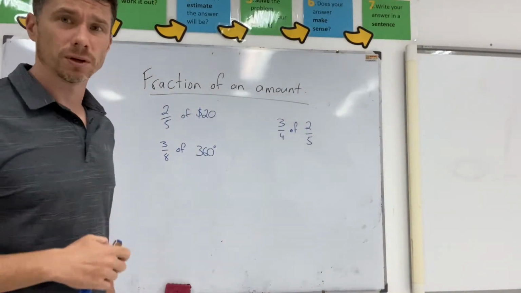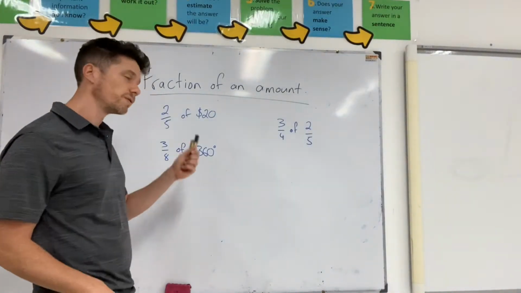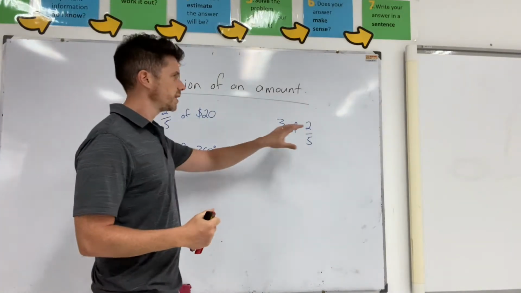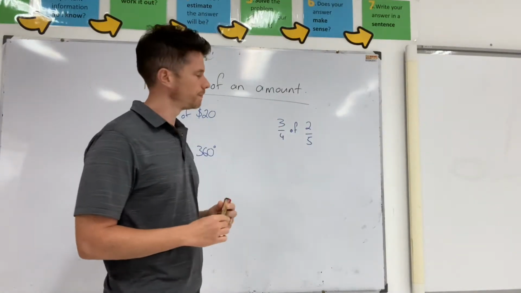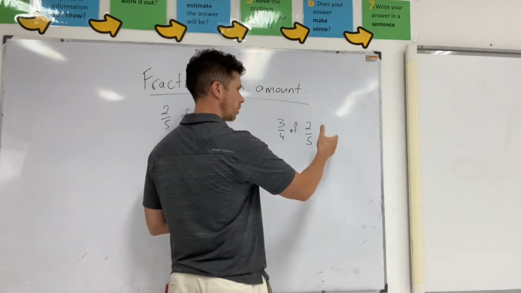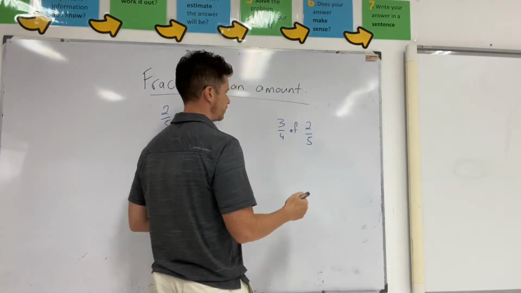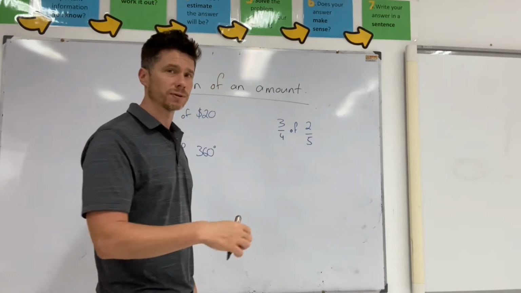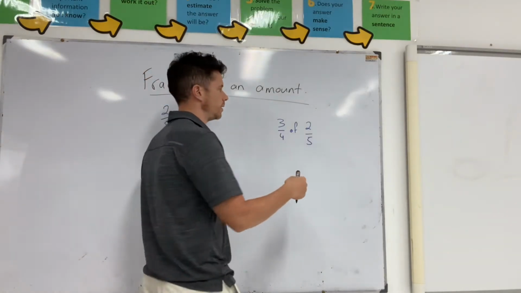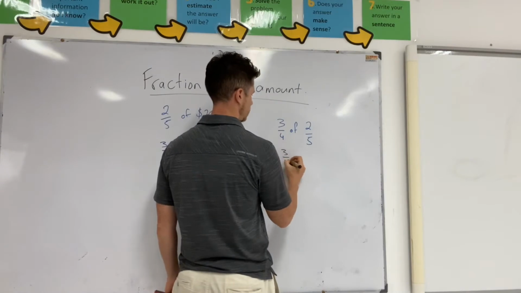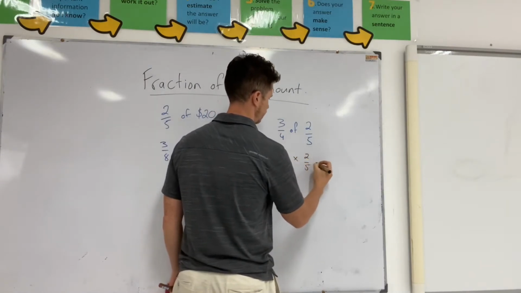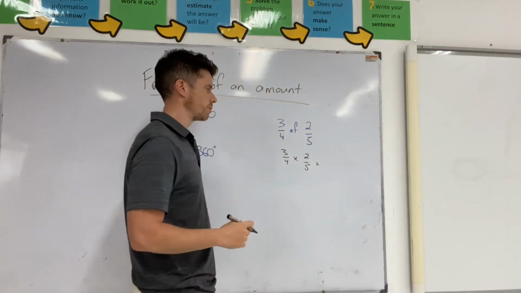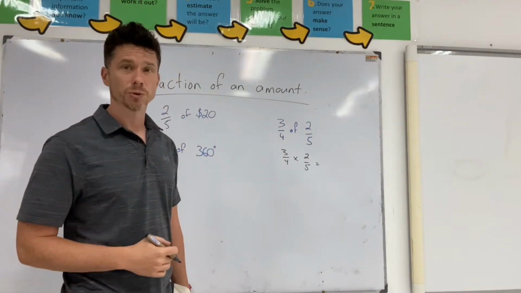Okay, so today we're going to look at fractions of amounts. So we've dealt with a fraction of a fraction already. 3/4 of 2/5 is going to be less than 2/5 because it's 3/4 of it. Of in maths is the operation of multiplication. So we can just say 3/4 of 2/5 is 3/4 multiplied by 2/5.